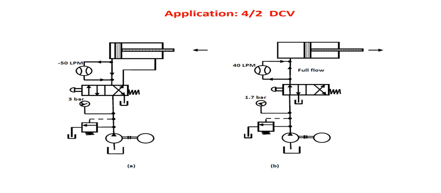Similarly, during the forward stroke, you can see that when the valve is actuated with the help of this push button, the fluid goes to the cap end side of this actuator and it will extend.